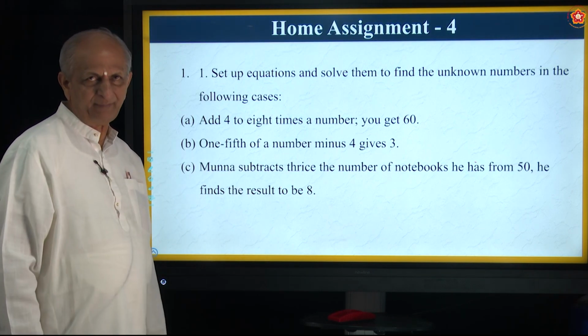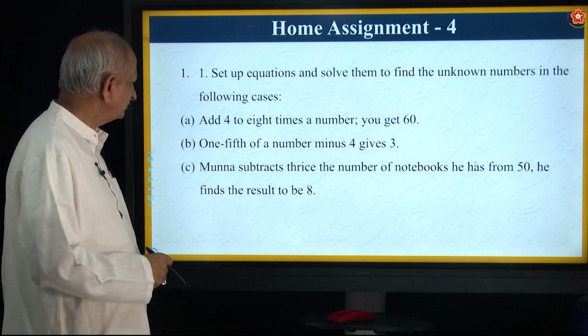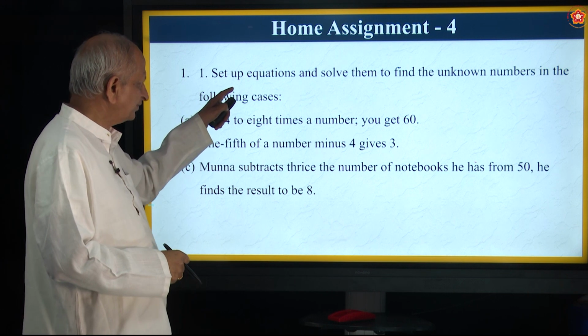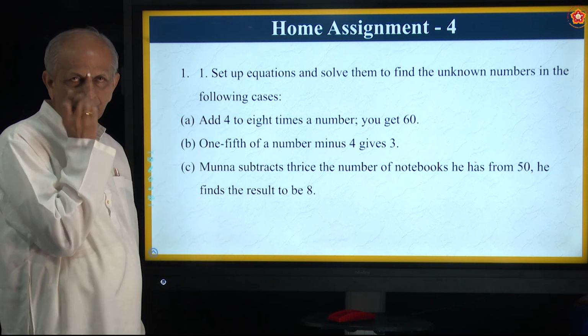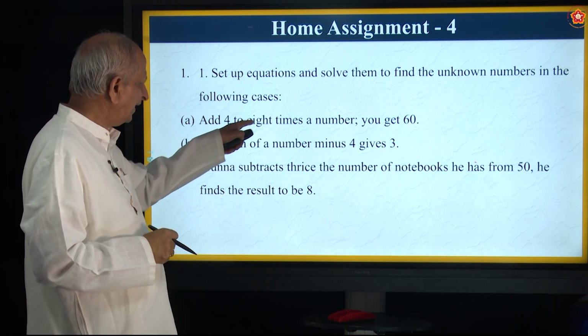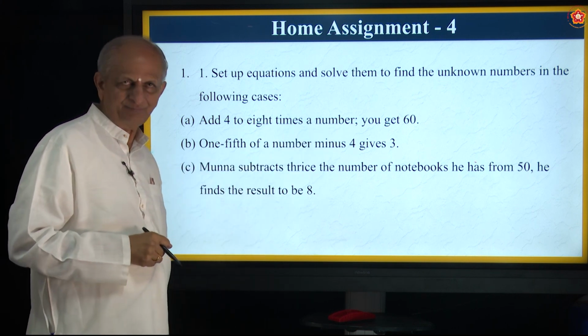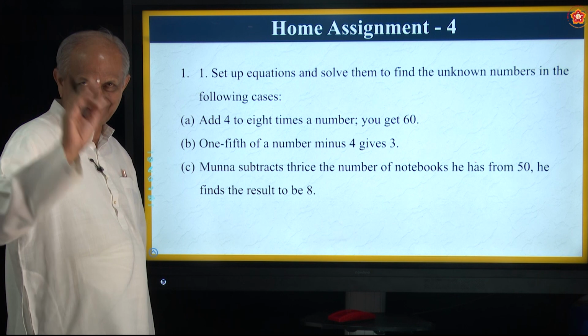Now we will see the home assignment. It is in the textbook, you can just mark it there. Set up equations and solve them to find the unknown number in the following cases. So, you write the equations. Add 4 to 8 times a number, you get 60. How to start? Let the number be x. That is how you started.